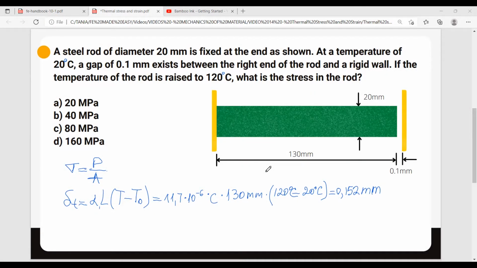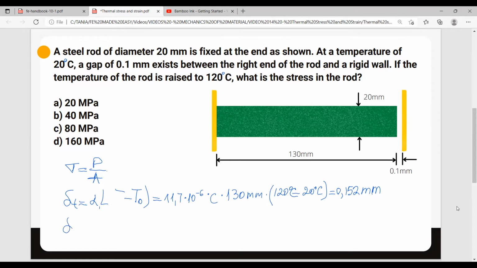So the thermal deformation is 0.152 millimeters, meaning if the wall wasn't here, this rod would elongate 0.152 millimeters going towards the right. Now, with the wall being here, the rod will only be able to elongate 0.1 millimeters. So once the rod hits the wall, the wall will act on the rod as a compressive force, and we will have a deformation in the opposite direction. So let's see what the deformation due to the compressive force is.